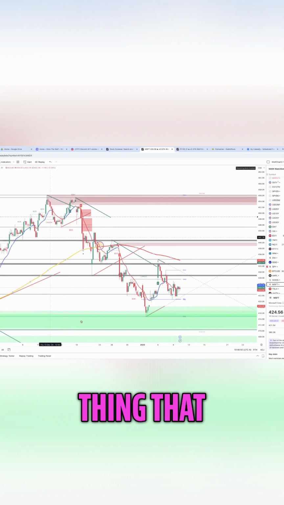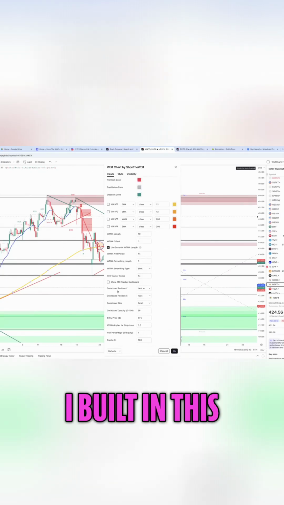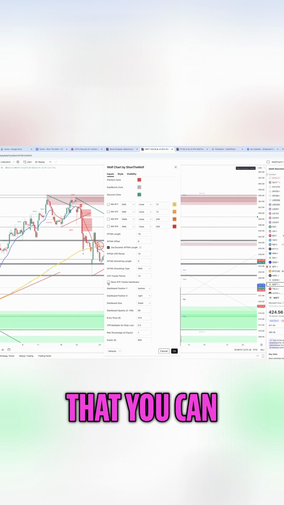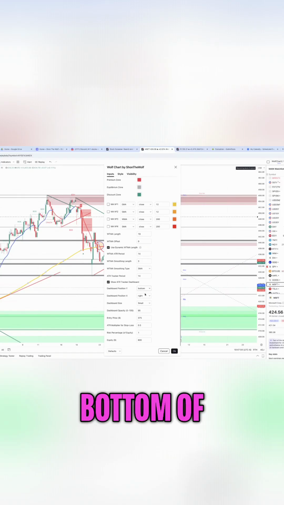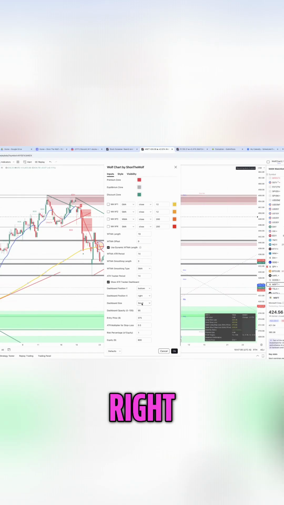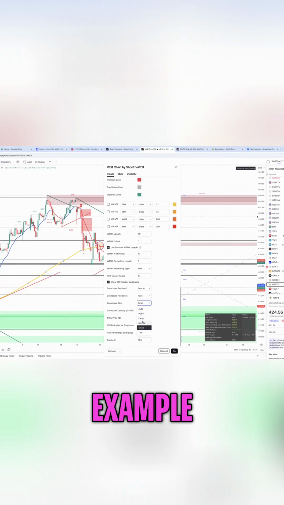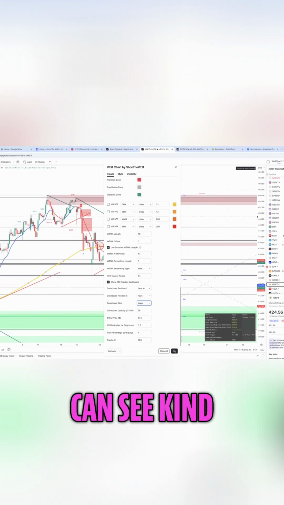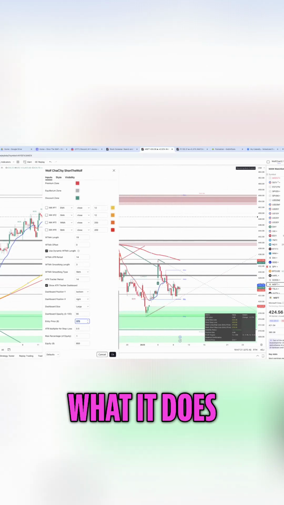The other thing that the chart gives you is I built in this dashboard that you can move anywhere you want on the chart. Using these right here, you can put it at the bottom of the chart, the left, right. You can control how large it is or how small it is. But for this example, we're going to make it large so that you can see what's in the chart. And I'm just going to explain to you what it does.